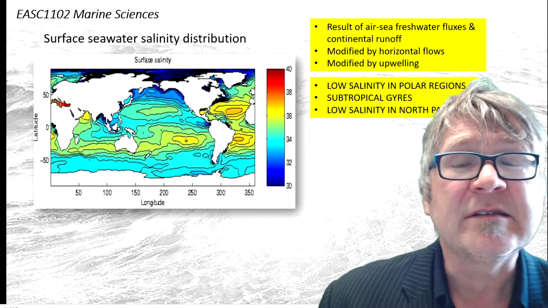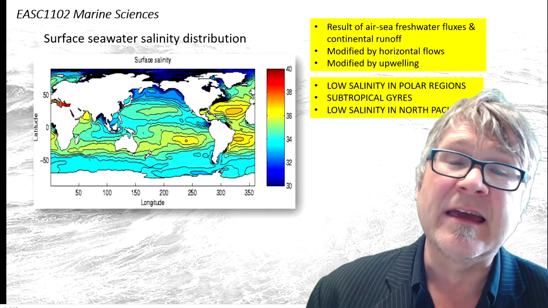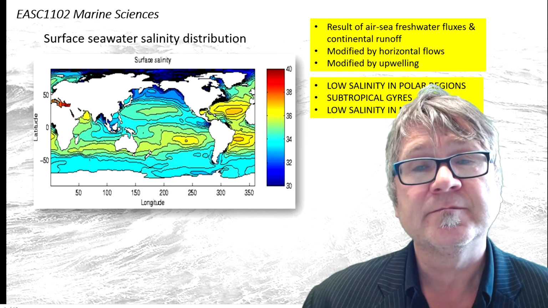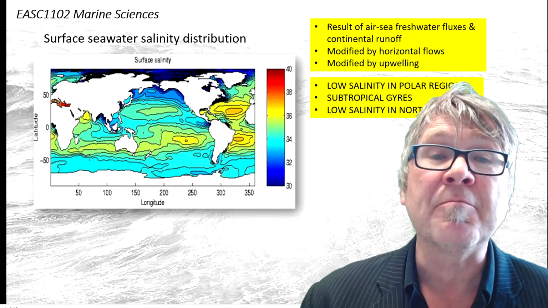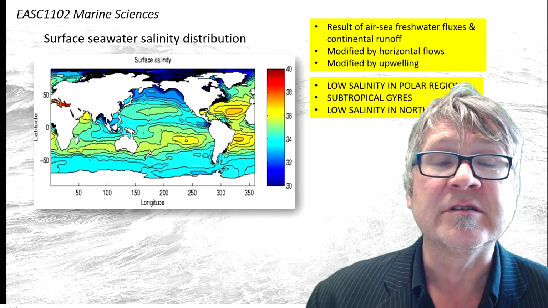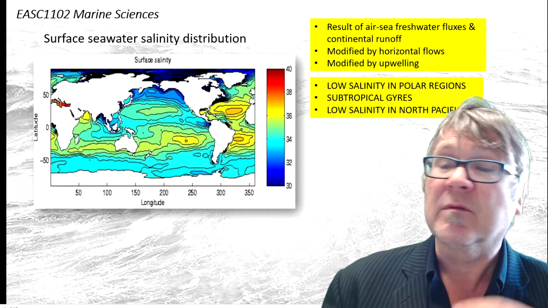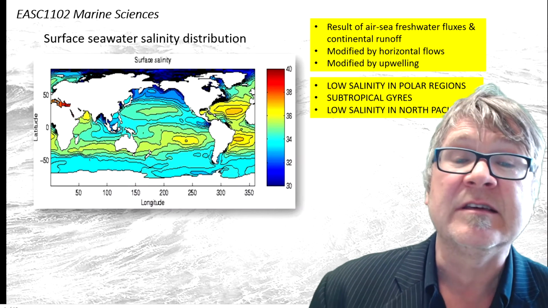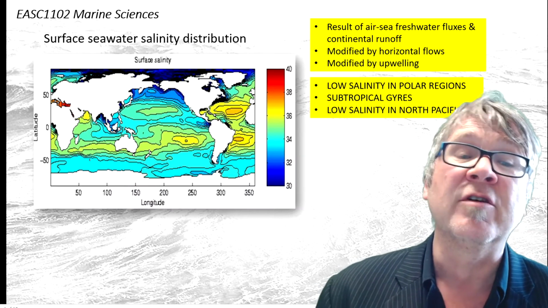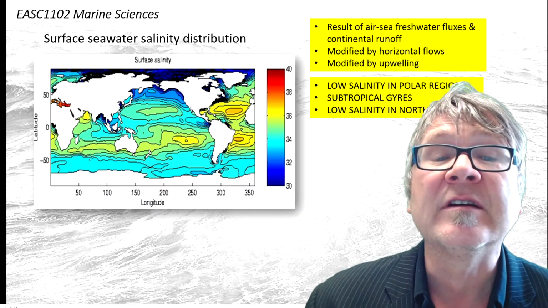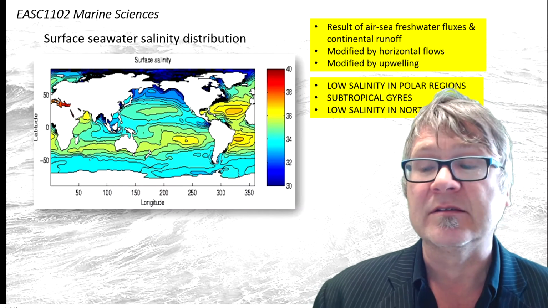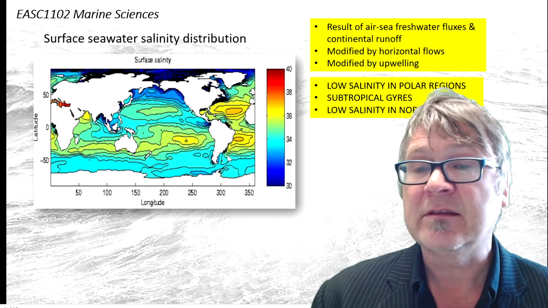What modifies the distribution, again, can be horizontal flows and can be vertical flows, which we call upwelling. That also influences these fields. And so now, what are the general structures? What we can see here is generally the low surface salinity in polar regions. In addition to that, you can identify something that we call subtropical gyres. So let's have a look at the subtropical gyres.